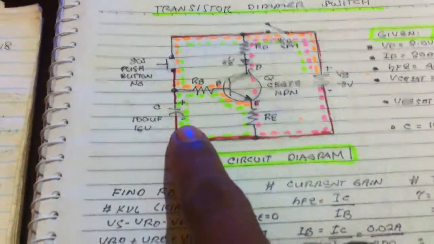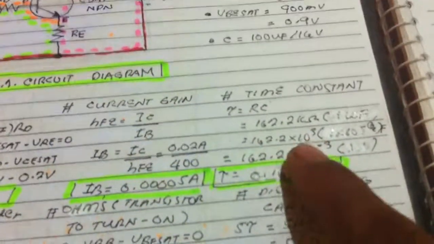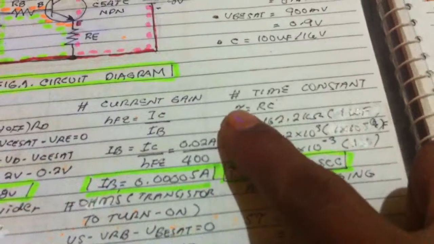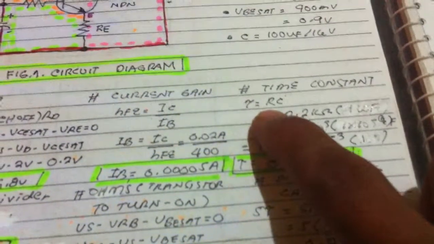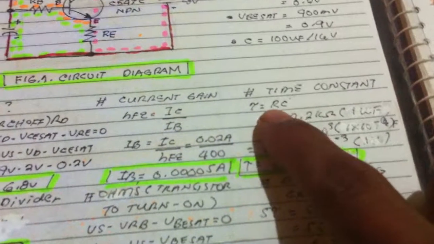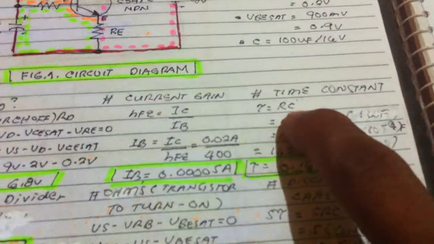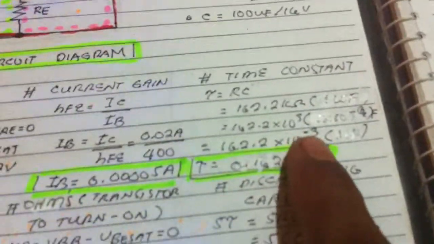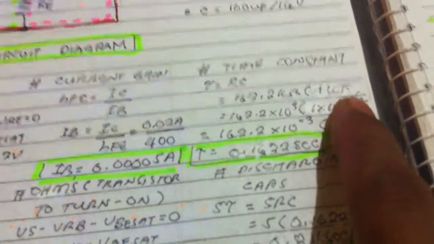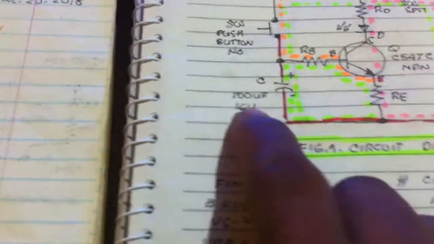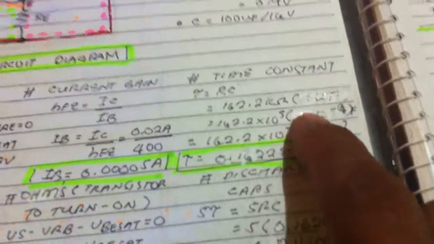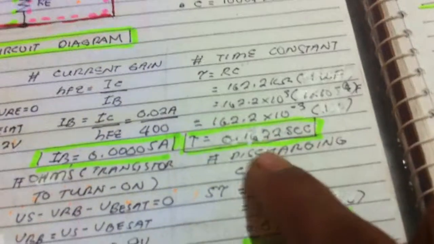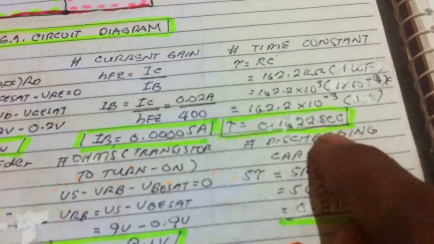the capacitor is charging. How long will it take to charge the capacitor? By using the time constant. That is the formula used to charge or discharge a capacitor. Tau, or time constant, is equal to resistor times capacitor. Resistor must be in ohms, capacitor must be in farad. And you see that computation here, I am using 1 microfarad. That is not 100 microfarad, I changed it to 1 microfarad. The computation becomes 0.1622 seconds to charge and discharge.